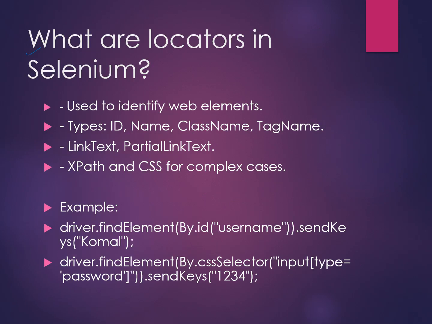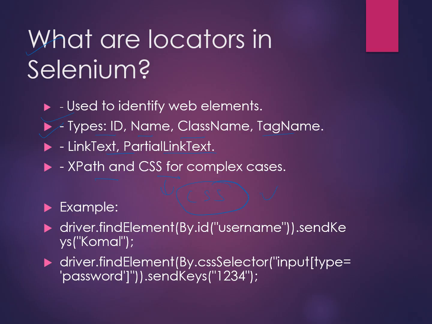What are locators in Selenium? Locators are used to identify web elements. There are many types of locators: ID, name, class name, tag name, link text, partial link text, XPath, and CSS. CSS is a little complex but reliable. But you should know how we can write and identify CSS elements.